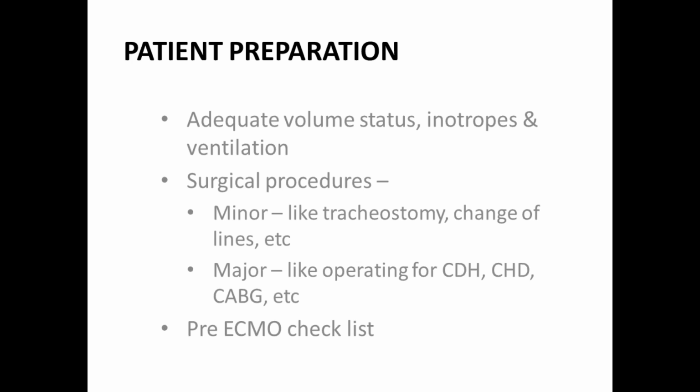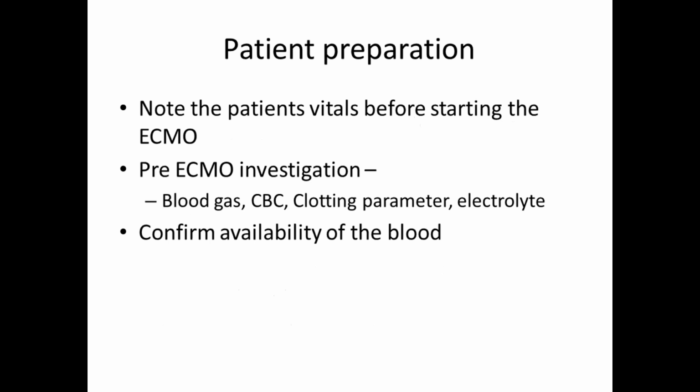Keep in mind that it may require some kind of surgical procedure, or whether it has been done just before. See whether you have checked the pre-ECMO checklist, and all the checklist items have been checked. Before inserting ECMO, note the vital parameters. See whether pre-ECMO investigations like blood gas, CBC, clotting parameters, and electrolytes have been done. Confirm the availability of blood. Even if your hemoglobin is fine, some amount of blood should always be reserved so you can get it if you require it in an emergency.